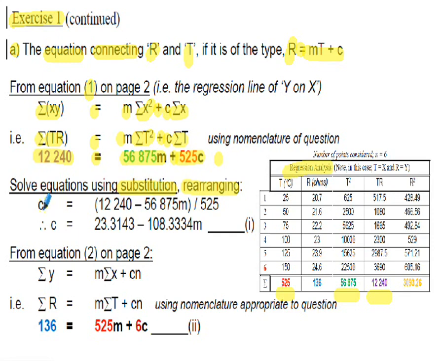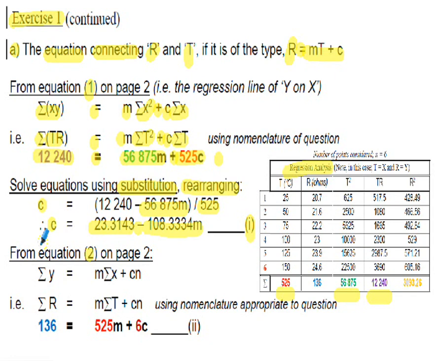To do this, to get c as a subject, I have to take 56,875m from both sides of the equation, and then I have to divide throughout by 525 to give me c as a subject. Doing the arithmetic on this, I get c is equal to 23.3143, take away 108.3 recurring m. I've called that equation 1 here. Notice that's a Roman numeral 1.